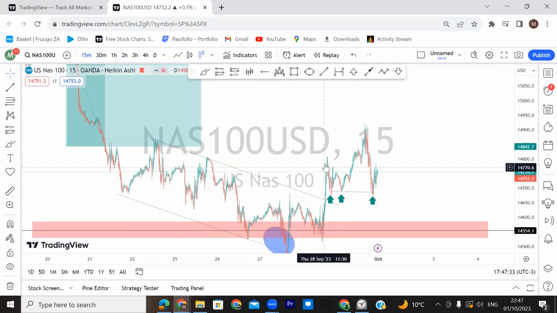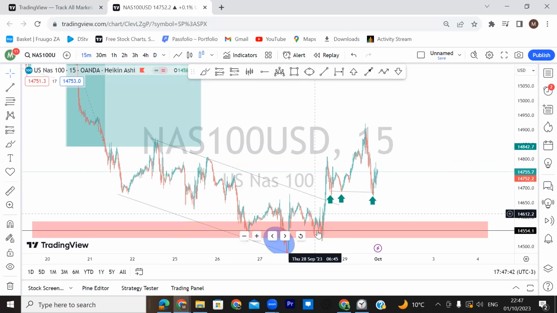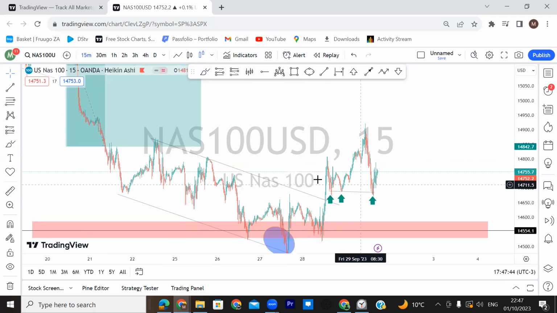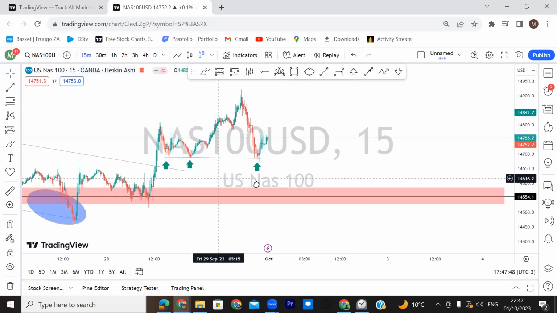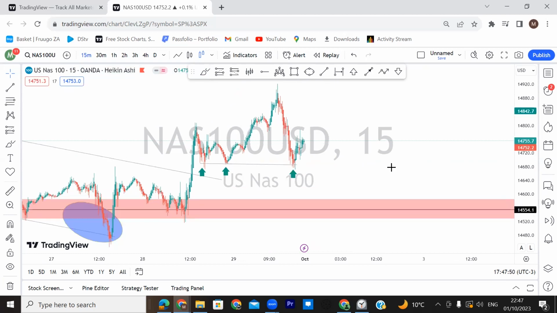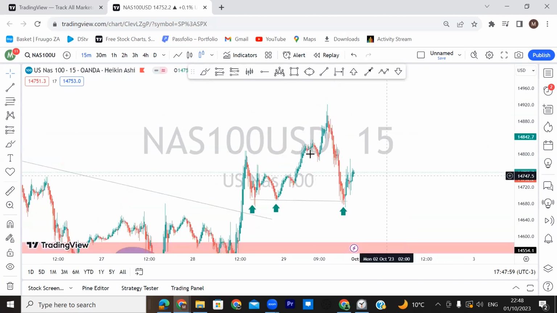Right there, it broke out, which means the price reversed, and now it's going the opposite direction from a selling perspective to a buying perspective, right? So that's just a quick update of where the price is, just an explanation of how we got here, basically.